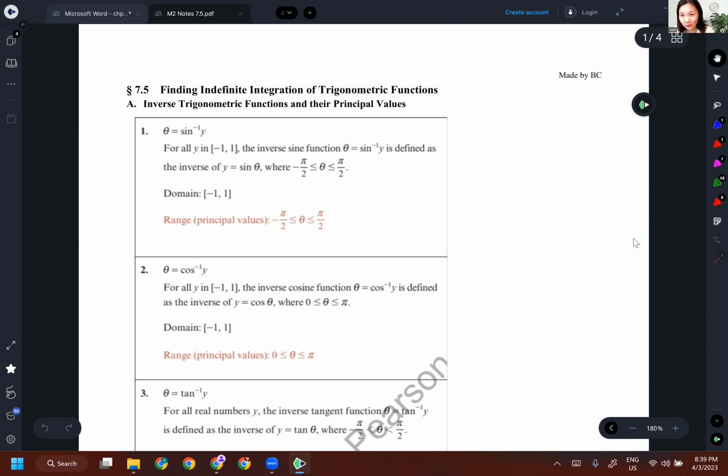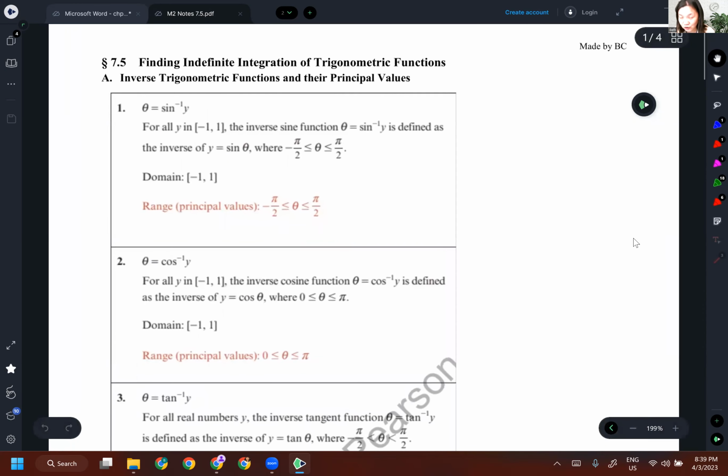So before this, I want to introduce a new kind of function. You may be surprised that all the functions we have learned are not enough. We have this and that, but it's not enough when you have to do integration.